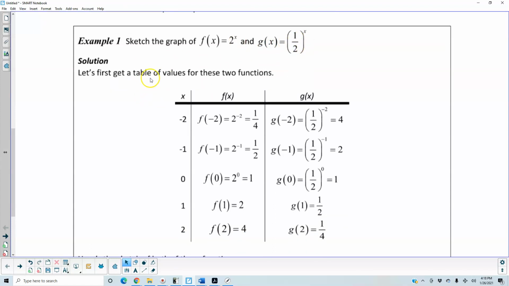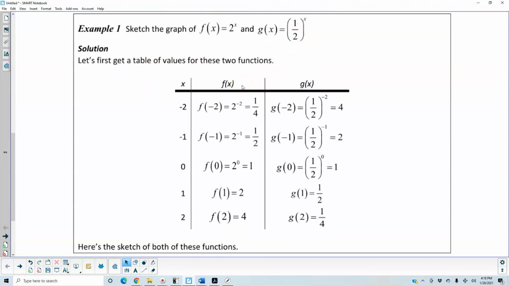So first, let's get a table of these values for these two functions. If we plug in negative 2, negative 1, 0, 1, and 2 for x to find f of x, then this becomes 2 to the negative 2 power, which is equal to 1/4. 2 to the negative 1 is equal to 1/2. 2 to the 0 is equal to 1. And 2 to the 1 is 2. And 2 to the second power is 4.